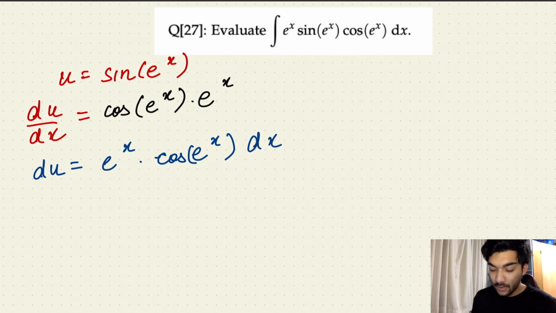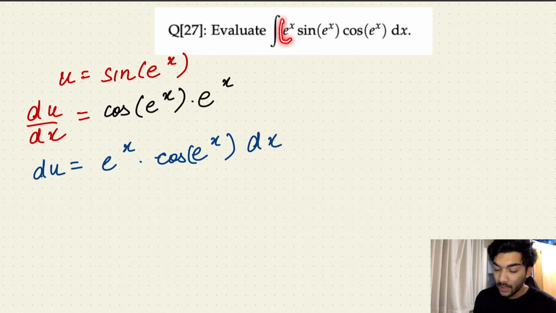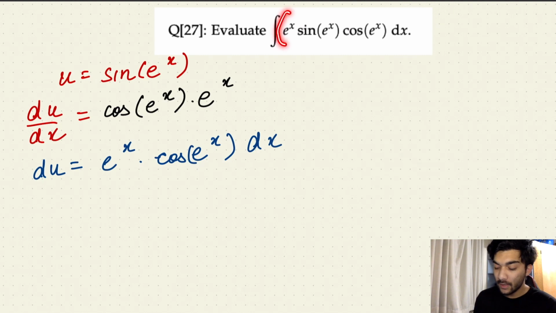Now we can clearly see that if we assume u to be sin(e to the power x), we can easily convert sin(e to the power x) to u. Also, since our du is e to the power x cos(e to the power x) dx, we see an e to the power x cos(e to the power x) term, which can easily be converted to du. So the integral in this case would simply be the integral of u du, if you assume this approach.